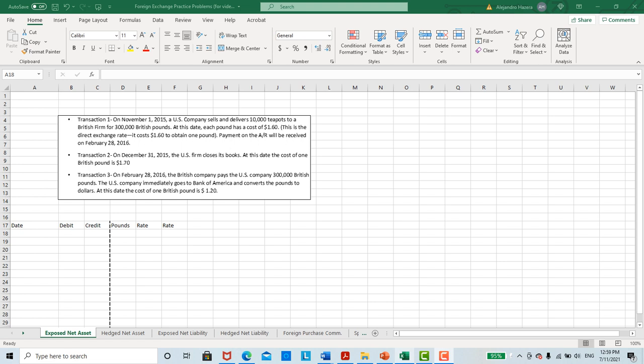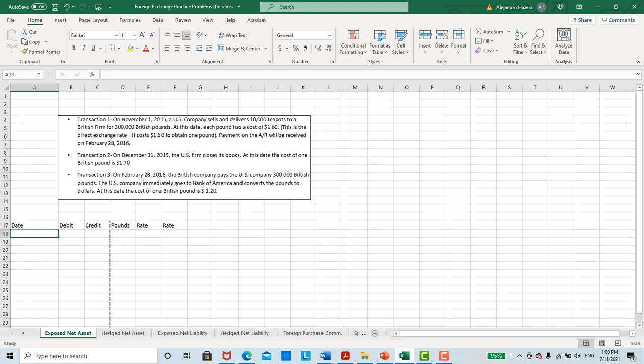But first, I'm going to show you how to account for an unhedged, or what we call exposed, net asset position. Then I'll show you how a net asset position is hedged. And I'm going to do the accounting the traditional way. And then a little later on, we'll get into how it's done more nowadays, at least give you an introduction to the rules.